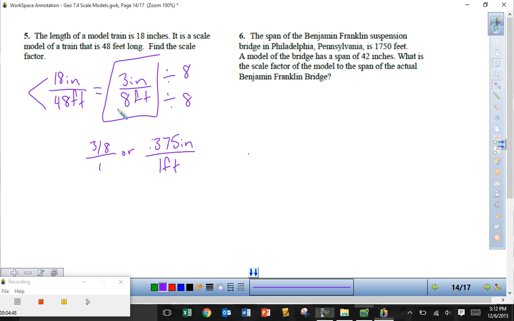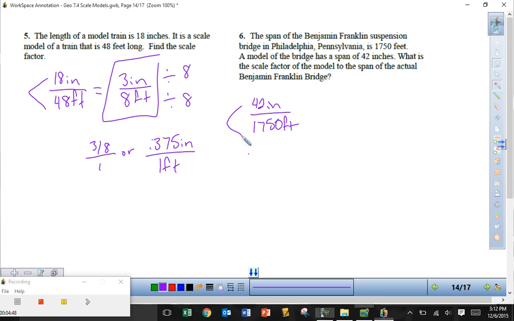Okay, so let's check out number 6. We've got the span of this bridge is 1,750 feet. The model of that bridge has a span of 42 inches, so a length of 42 inches. What is the scale factor of the model to the actual bridge? Okay, again, we always start with the model. So our model was 42 inches, and our actual bridge length was 1,750. Okay, again, that was measured in feet.